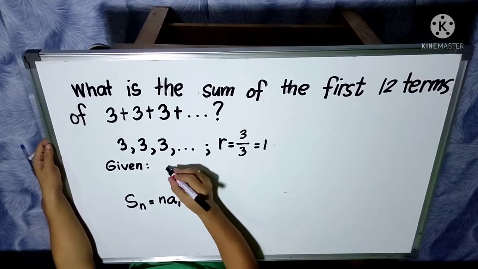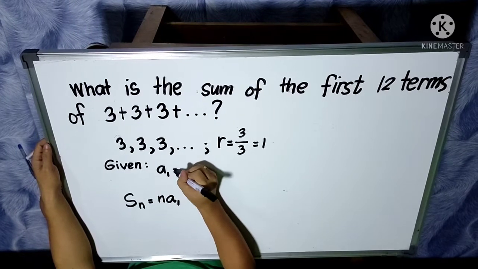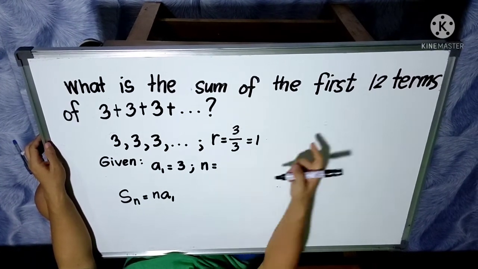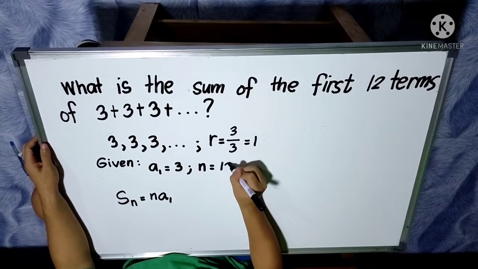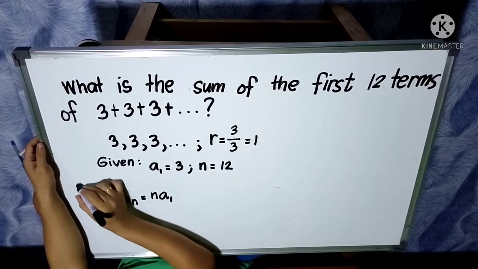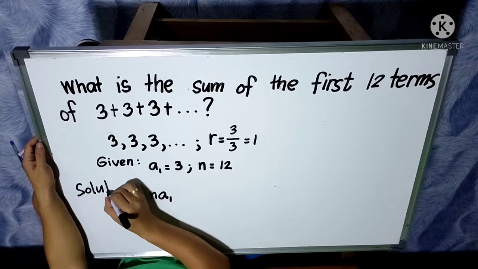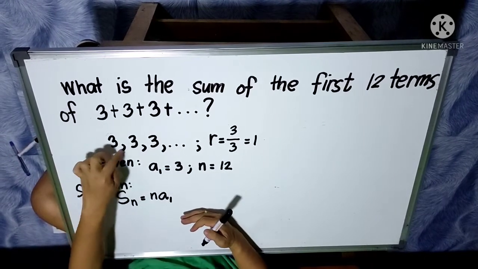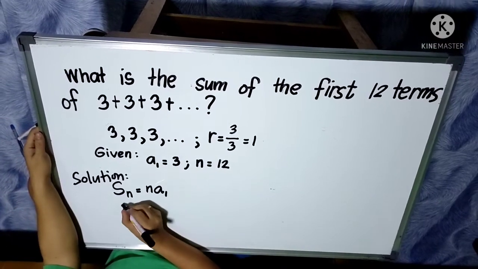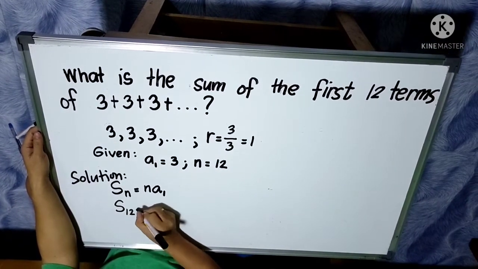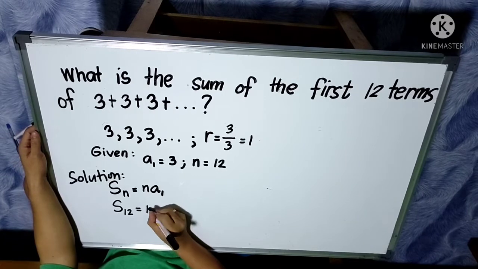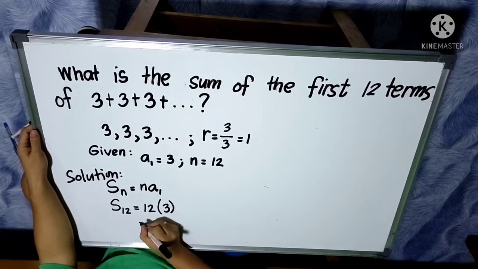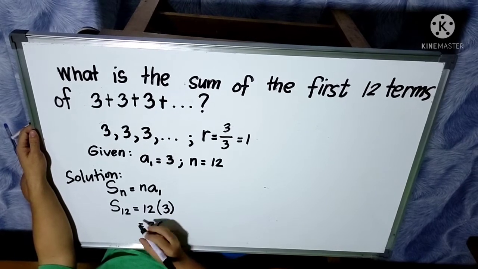Our givens are the following: a sub 1 is equal to 3, and n is equal to 12 terms. So, our solution, let's proceed to this immediately since they are just a 3 all throughout. So you will have S sub 12 is equal to 12 times your a sub 1, which is 3. So the answer is 36.